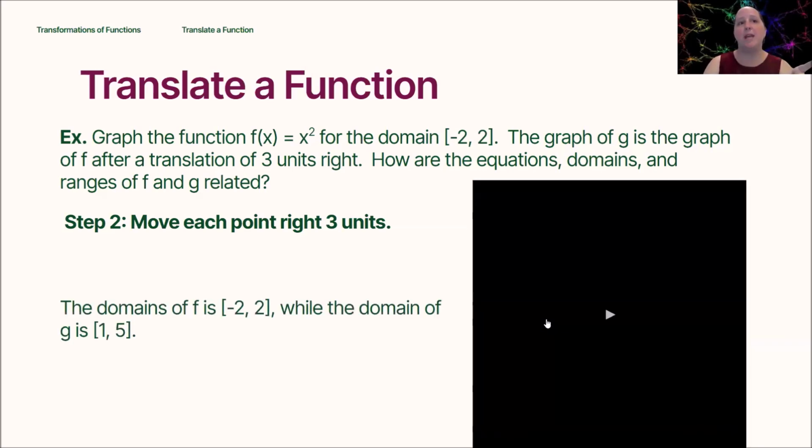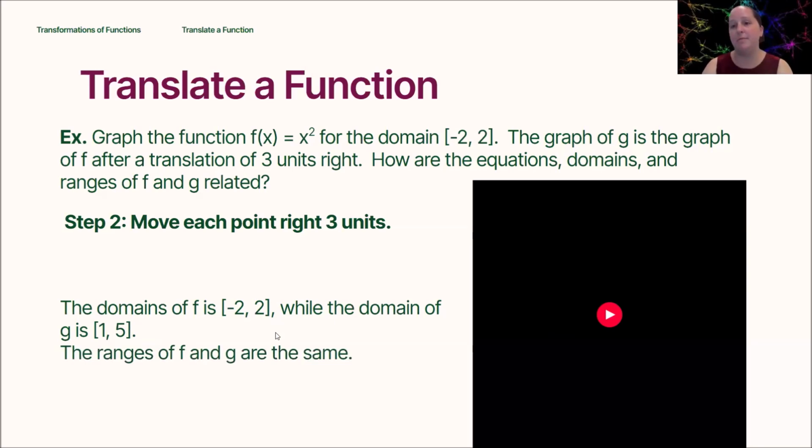So the domain of f is -2 to 2, what they gave us, while the domain of g is 1 to 5. So notice I went from -2 and I added 3 to that, which got me 1, and 2 plus 3 gives me 5. Okay, the ranges of f and g are the same.